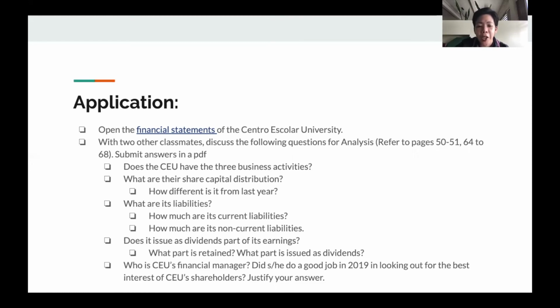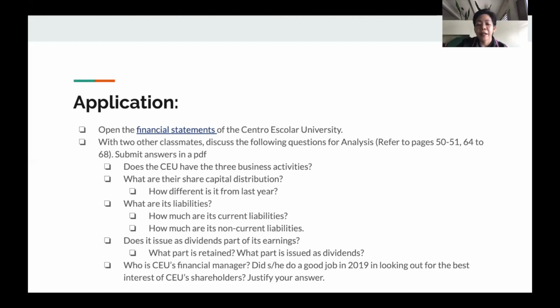So what are their share capital distribution? So how much? Okay, so you can look at it from the statement balance sheet. Okay, so share capital distribution, how much is owned by shareholders. Okay, how different is it from last year? Did it increase? Did it decrease? Okay, what are its liabilities? Okay, so how much are its current liabilities? How much are its non-current liabilities? How different are the liabilities from the share capital distribution?